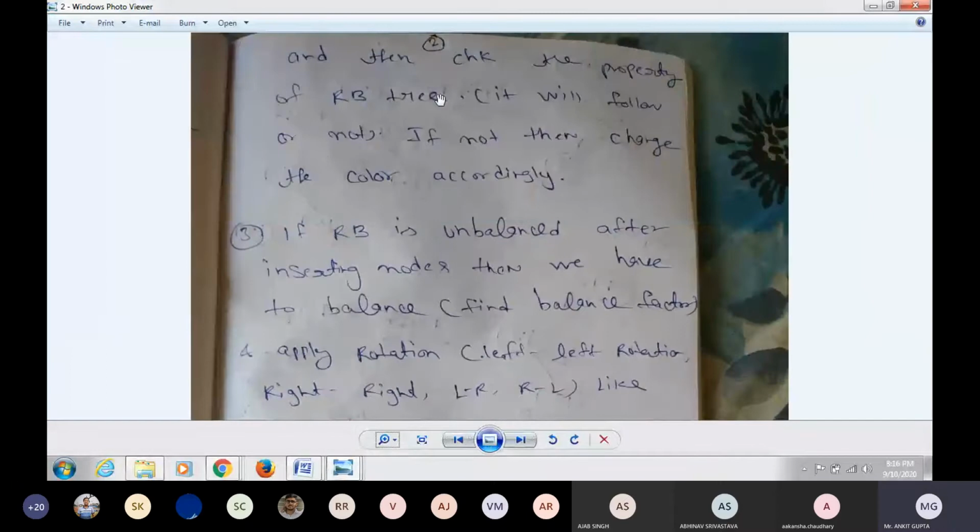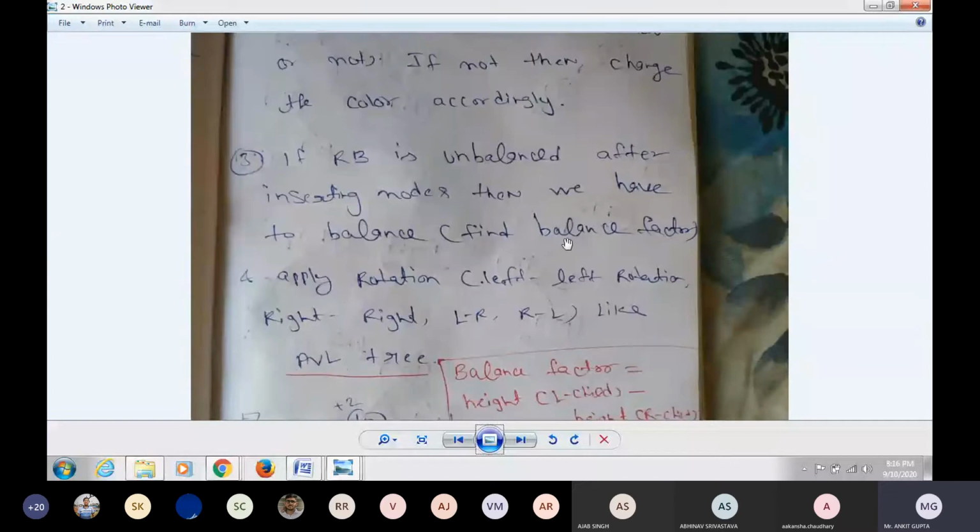Okay, and check the properties of the red-black tree. If it does not follow them, then change the color accordingly. After inserting, you have to check the properties of the red-black tree about the coloring. If it follows, then okay. Otherwise, you have to change the color accordingly.